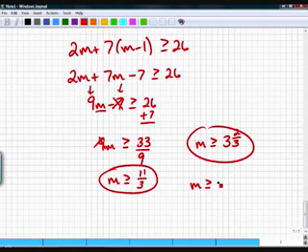Or you could write it as 3, anybody? 6 repeating. Good job. Yes, sir.